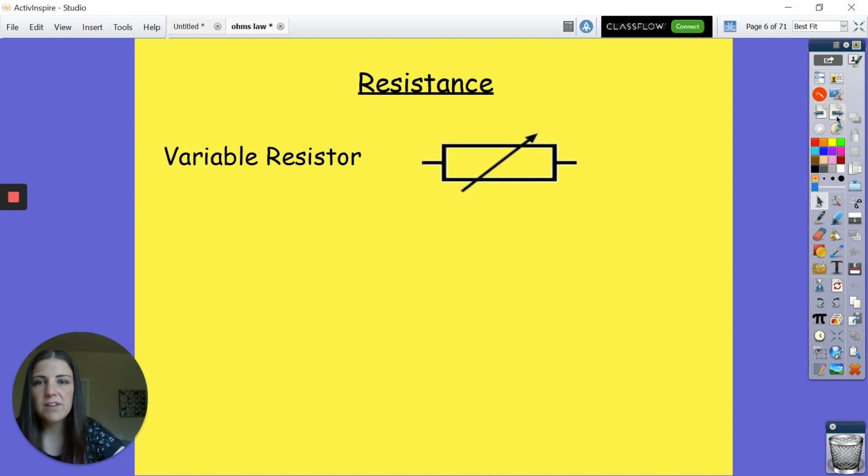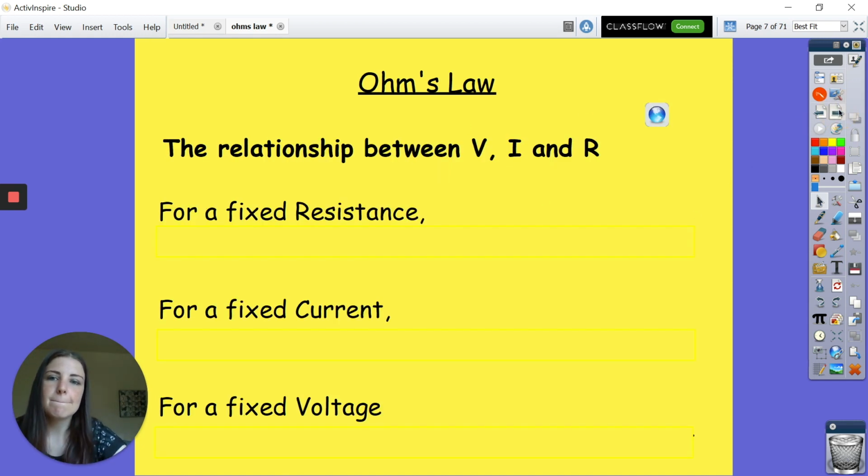You do get things called variable resistors as well, and just as the name suggests, that's a resistor where you can vary its resistance, so you can change it. We don't always want to have the same opposition to the current because we don't always want the same current. Sometimes you might want to change the current, and that's what a variable resistor would allow you to do.